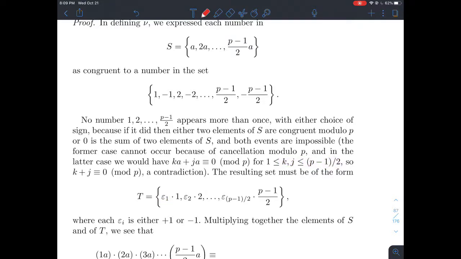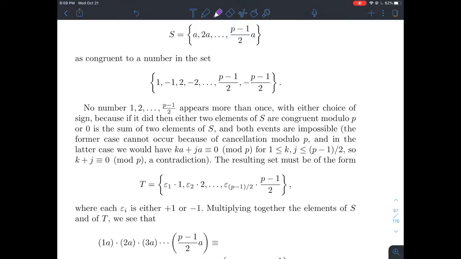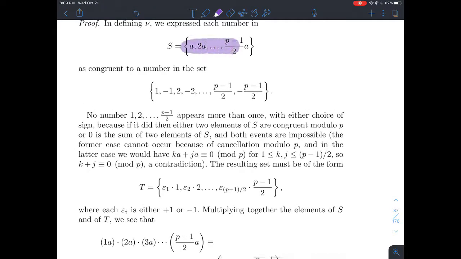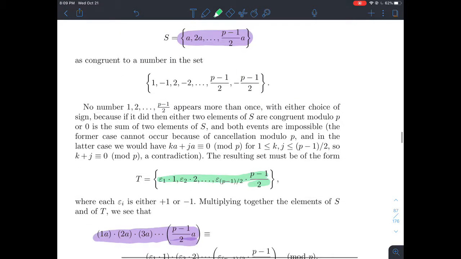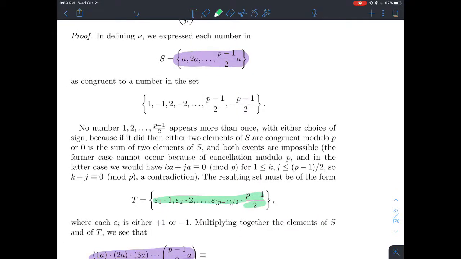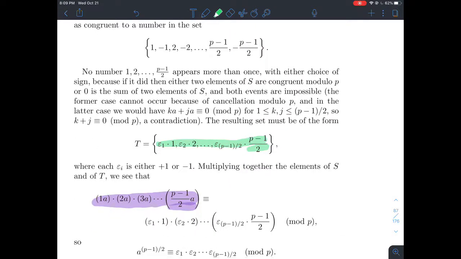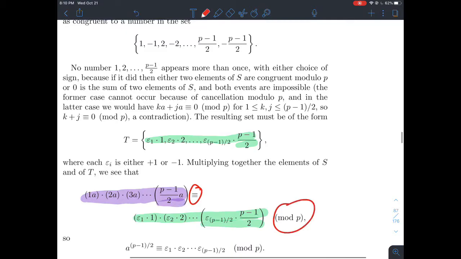So what can we do with that now? What we're going to do is multiply all the elements of S together. Well, that's right here when I multiply those all out. I'm going to also multiply all the elements of T together. Now, what we just talked through is how you get T. That's just me reducing things mod p and picking the representatives so they're between negative p over 2 and p over 2. So they should be equivalent mod p. And so when I multiply everything in the green together, I hope it makes sense that those two products need to be equivalent to each other, right? We're multiplying the same things together, mod p.